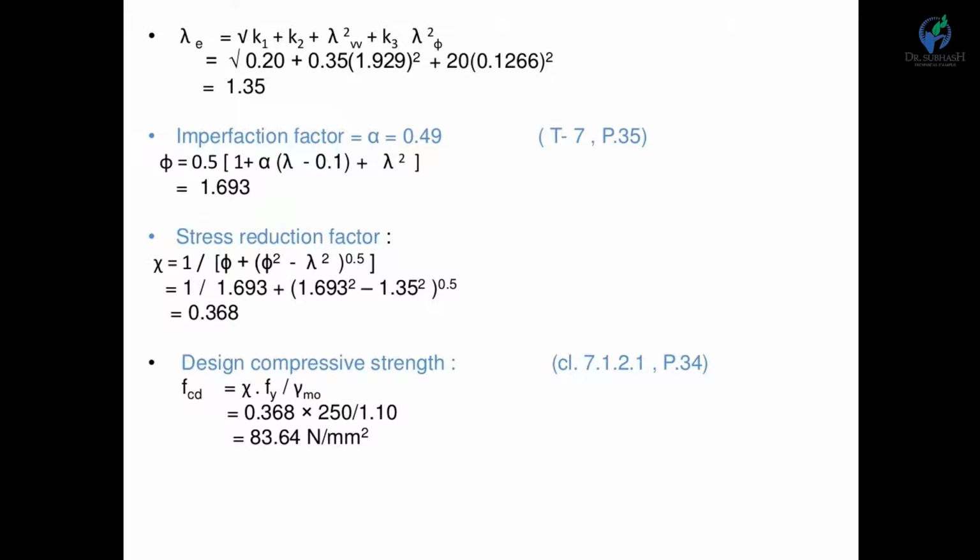Then finally the design compressive strength FCD. We know the equation of FCD according to clause number 7.1.2.1, page number 34 in IS 800. FCD is equal to the reduction factor multiplied by Fy divided by the partial safety factor. So we found FCD is equal to 83.64 Newton per mm square. Of course, it is a compressive stress, so the unit should be Newton per mm square.